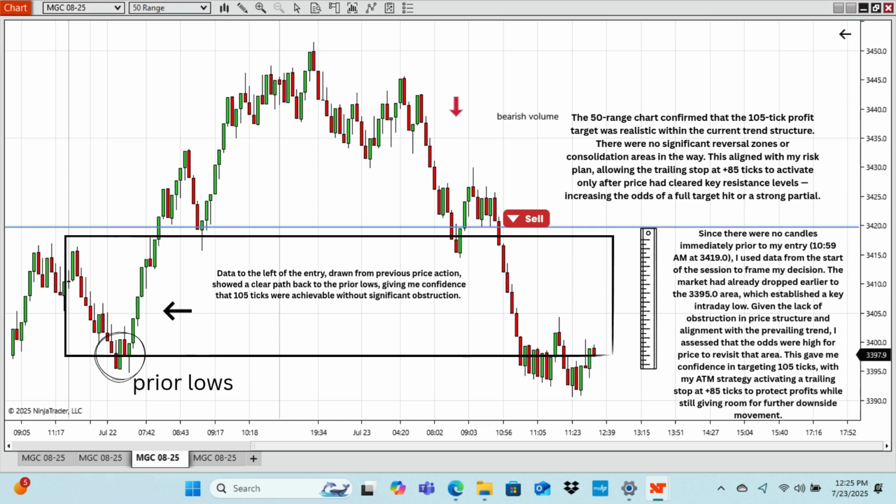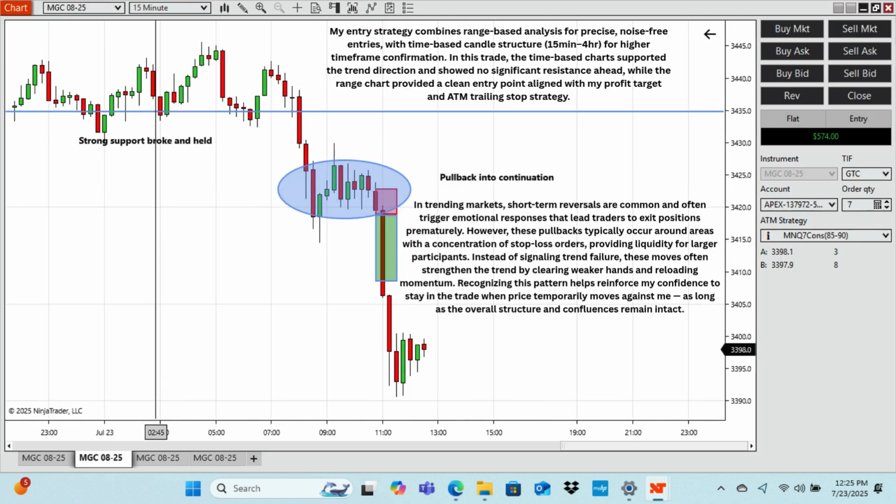Data to the left of the entry, drawn from previous price action, showed a clear path back to the prior lows, giving me confidence that 105 ticks were achievable without significant obstruction. My entry strategy combines range-based analysis for precise, noise-free entries, with time-based candle structure, 15 minutes to 4 hours, for higher timeframe confirmation. In this trade, the time-based charts supported the trend direction and showed no significant resistance ahead, while the range chart provided a clean entry point aligned with my profit target and ATM trailing stop strategy.